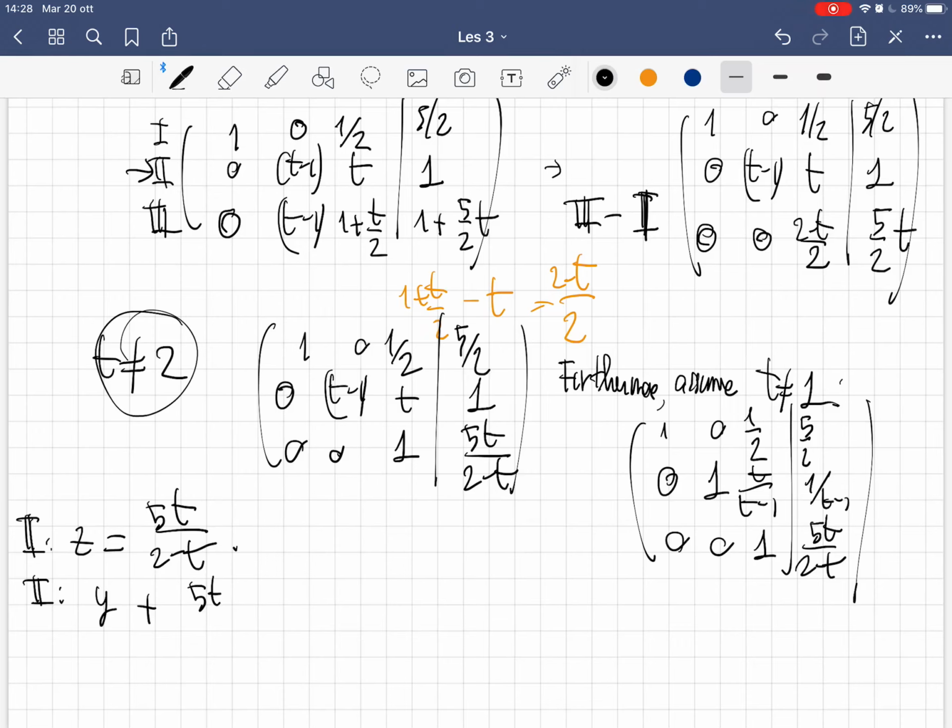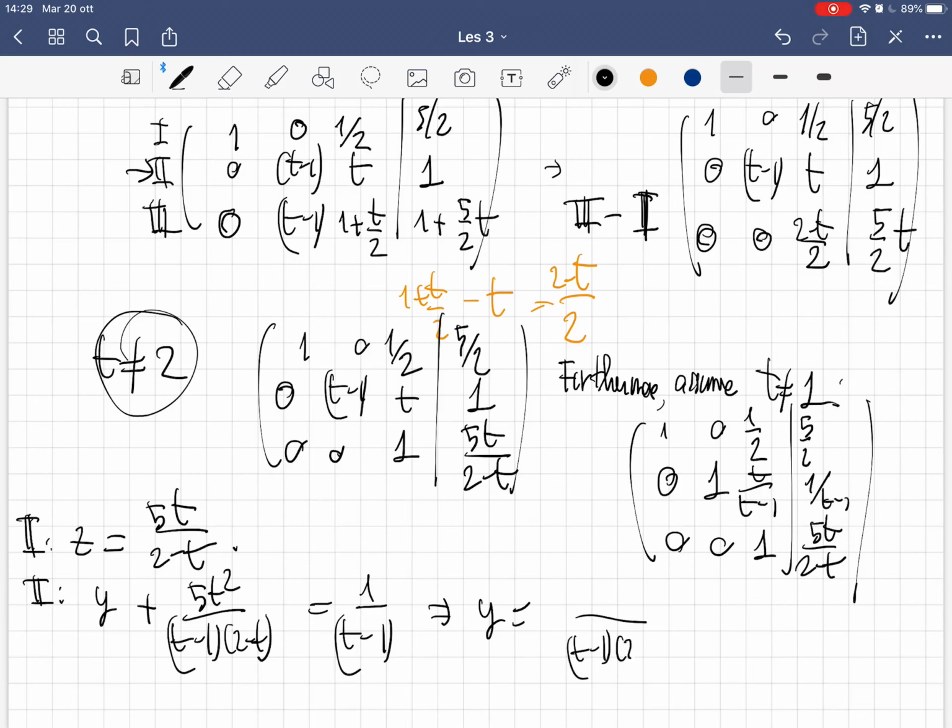And from the second one, substituting, we get y plus 5t, and this is equal to this. So this is just computations, so no worries here. Okay, this is 2 minus t minus this. This should be correct. Yeah.